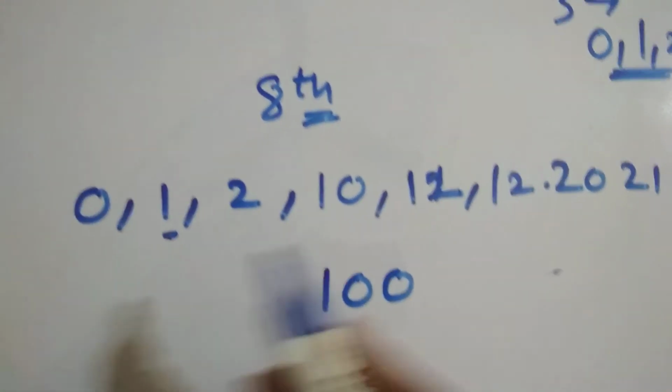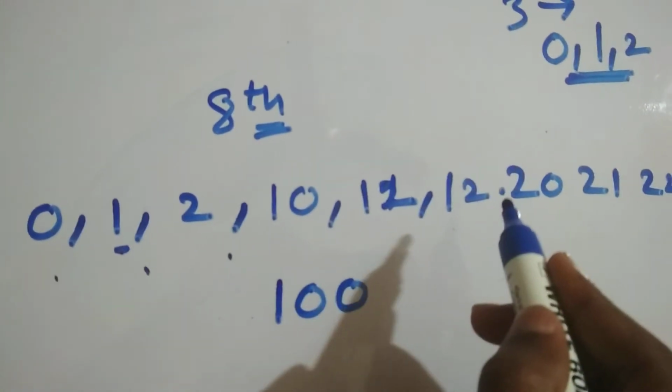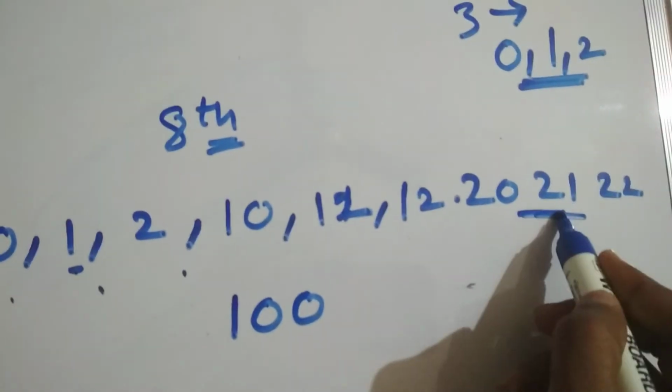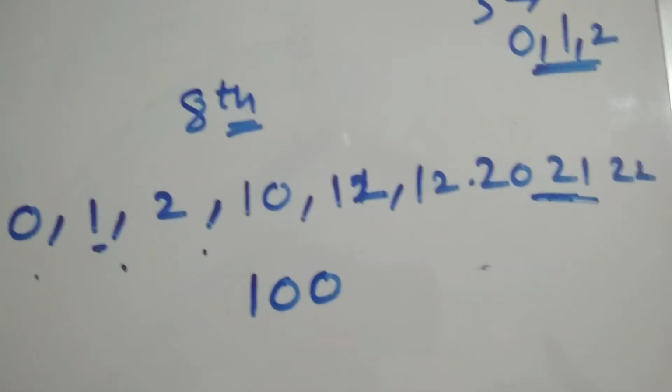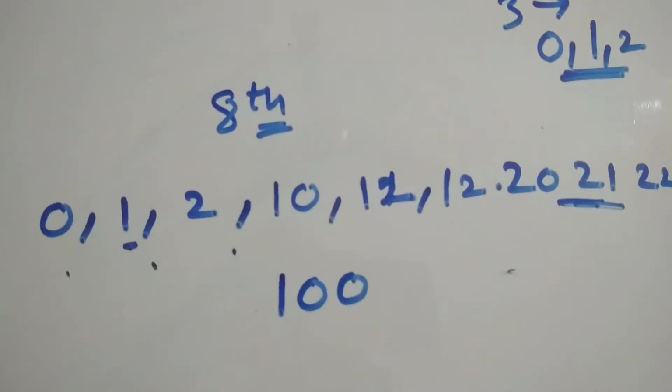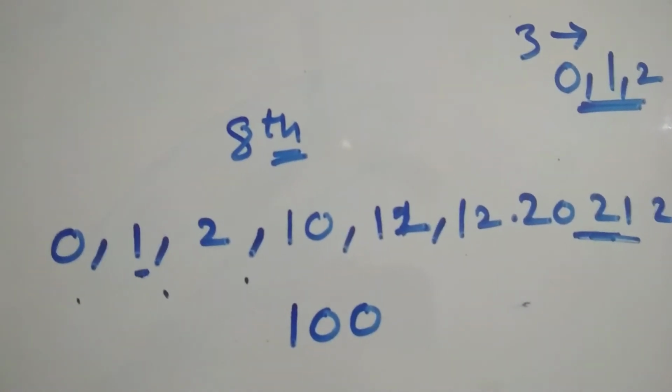So what's the 8th number? It's 1, 2, 3, 4, 5, 6, 7, 8. So the 8th number is 2, 1. So this is how we need to do it if anyone asks base n and what's the number.